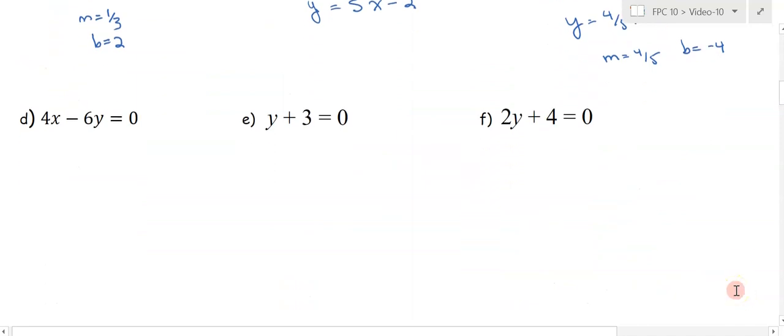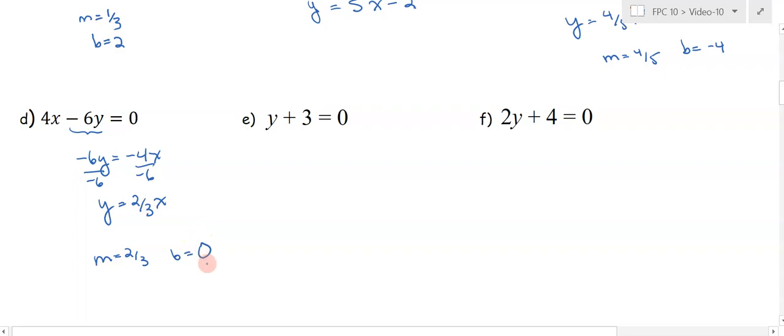I'm going to skip D. Well, let's do D quickly. I'm going to isolate the negative 6y. I'm going to divide both sides by negative 6. I'm going to get y equals 4 over 6. It has to be reduced. If it can be reduced, a negative divided by a negative is positive. So you always leave your slope in lowest terms. And so my slope is 2/3, and my y-intercept is plus 0 at the end. In other words, it's going to go through the origin.